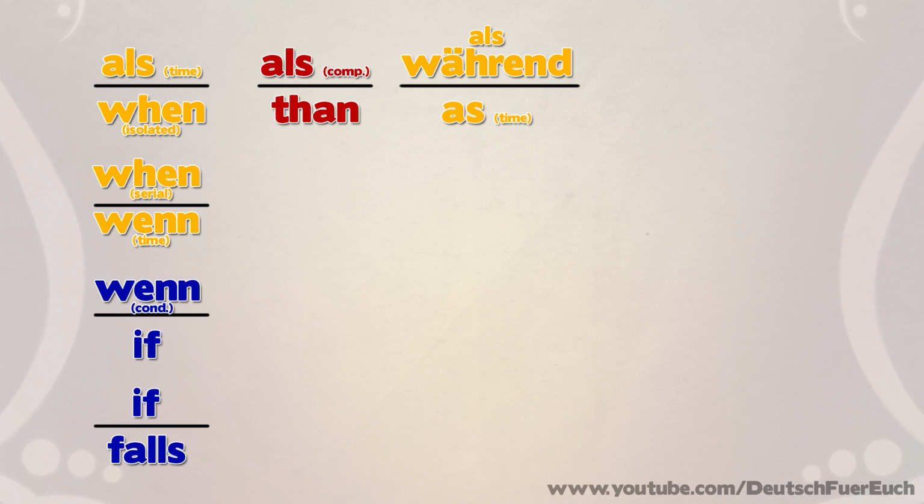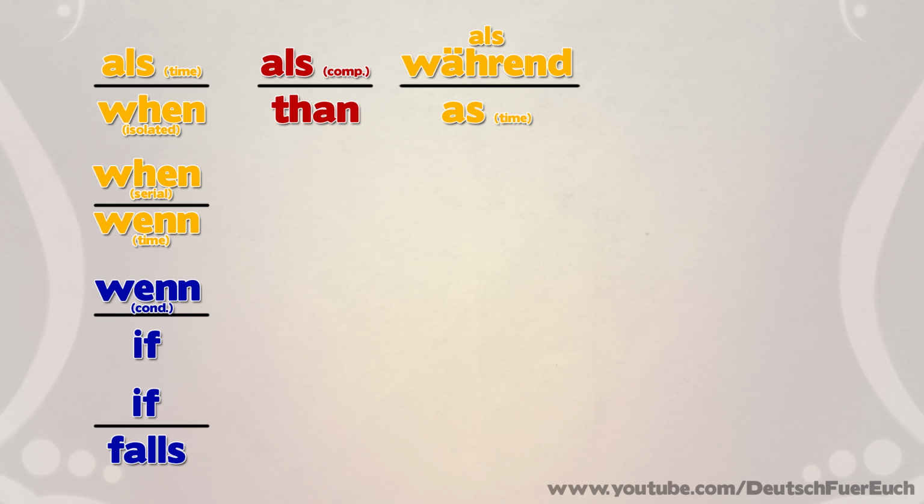So, as in English has two different meanings. One is connected to time, and one is connected to comparisons. Let's look at the time one first. As a time word means something like this is happening, and then this other thing is happening kind of at the same time. So, for example, as I turned around, the door opened.